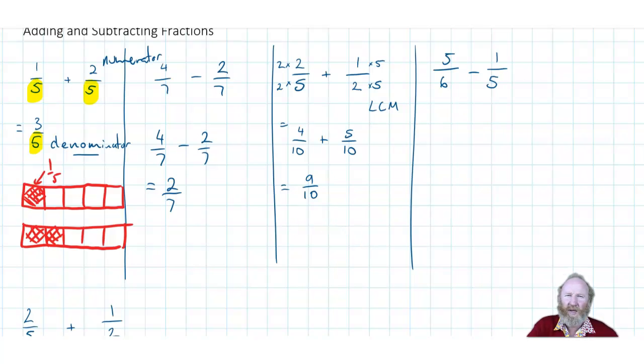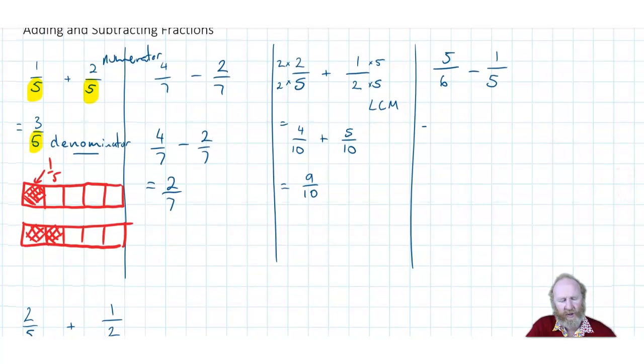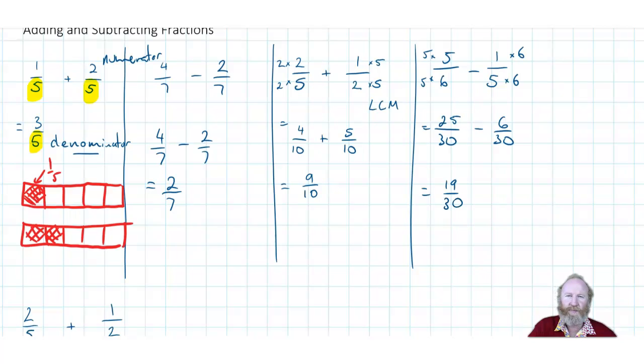And that's not always easy, but you need to practice, you need to know your times tables, you need to work for that. Let's look at a subtraction question while we're going. 5 over 6 minus 1 over 5. Well, as it turns out, in this case, I am just multiplying by the number at the bottom of the other fraction. So I end up with 25 over 30 minus 6 over 30 is equal to 19 over 30.